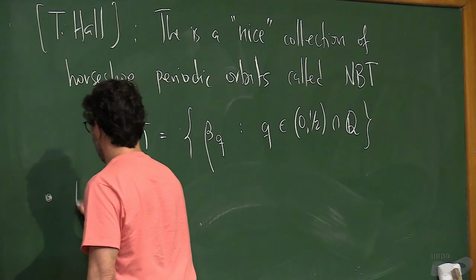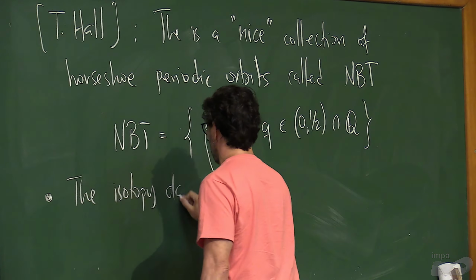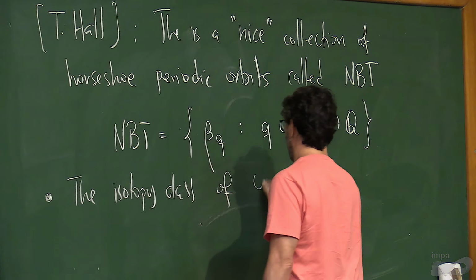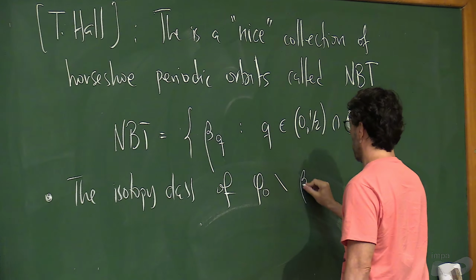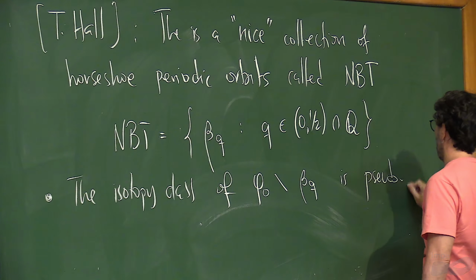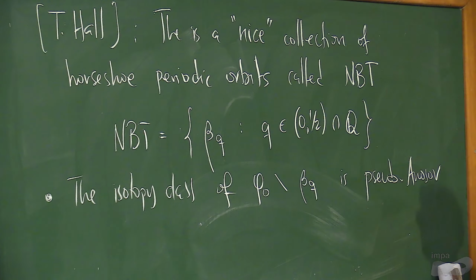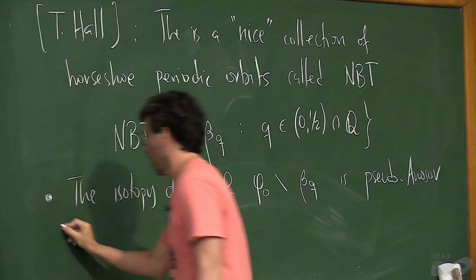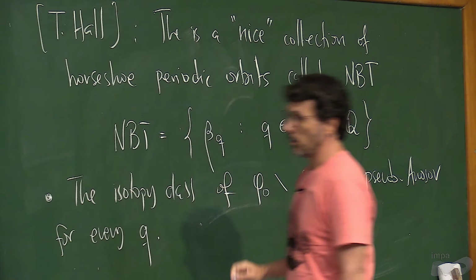Well, the isotopy class of phi naught minus beta q is pseudo-Anosov, regular, usual pseudo-Anosov for every q, okay? For every q.